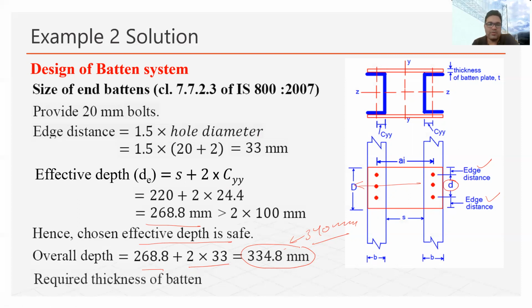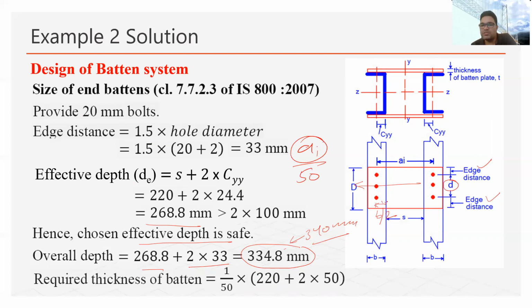for the intermediate batten also, but before that we will find out the thickness of the end batten. The thickness of the end batten we can again calculate as per the IS code, which is AI by 50. Now what is AI? AI is the innermost distance of the rivet or bolt group. In this case we are assuming that we are providing only a single line of bolt, and in that case AI will be the center to center distance of these bolts. Now this distance is actually approximately equal to B by 2.